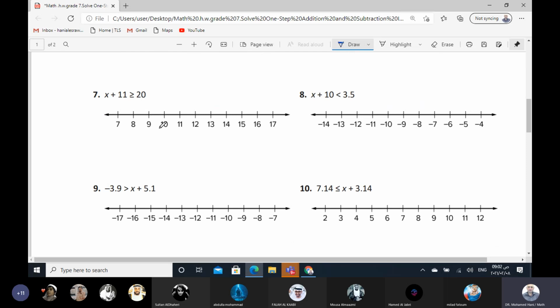Exercise number 7. We have x plus 11 greater than or equal 20. Who can tell me what I do here to solve this inequality?